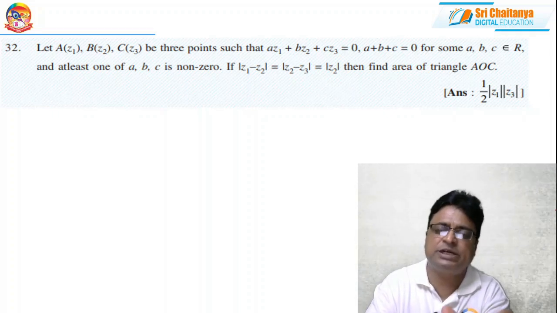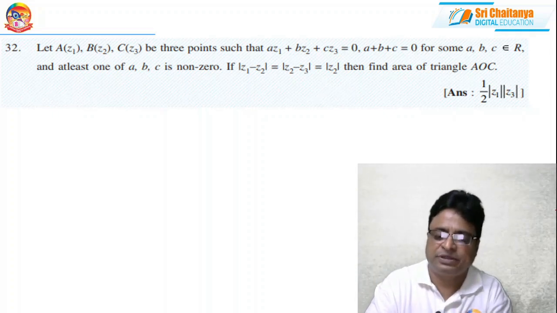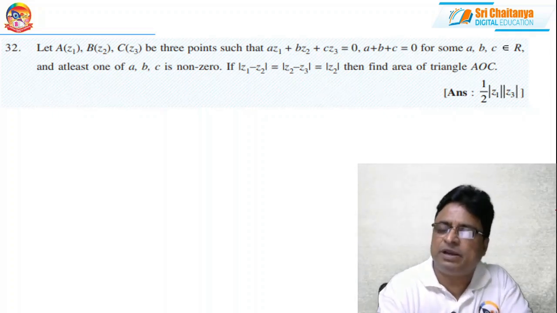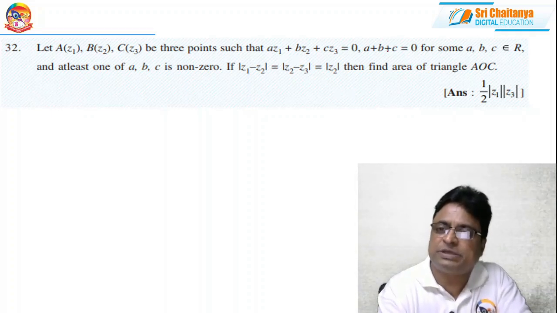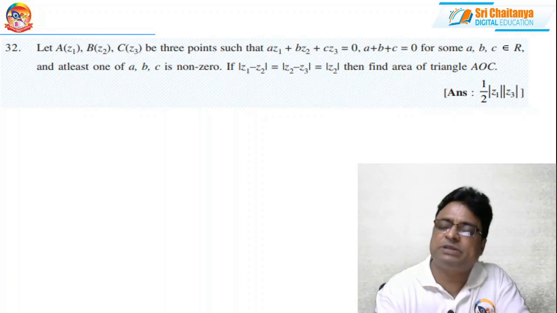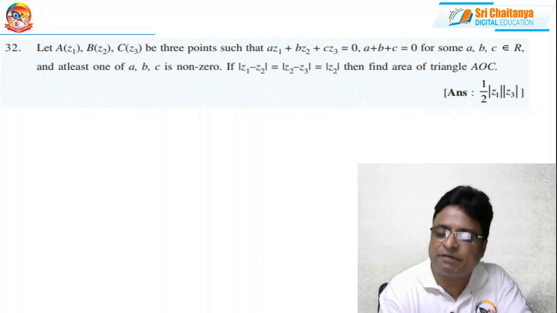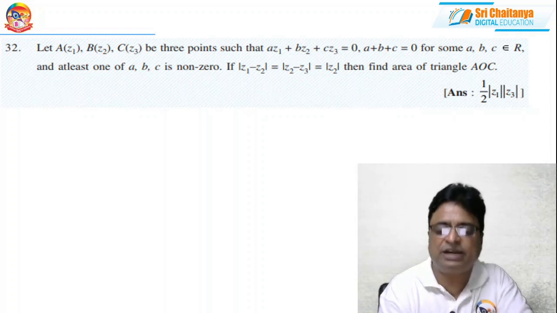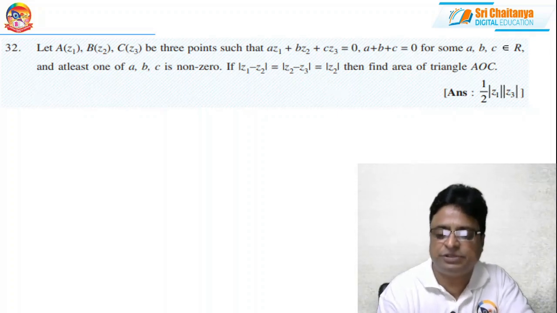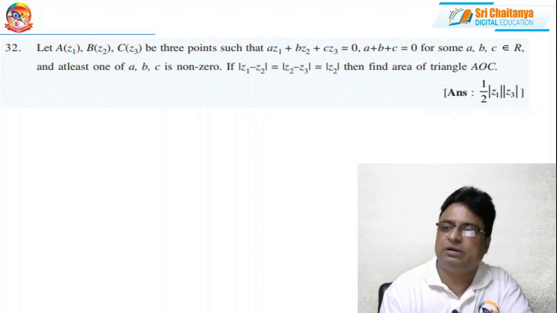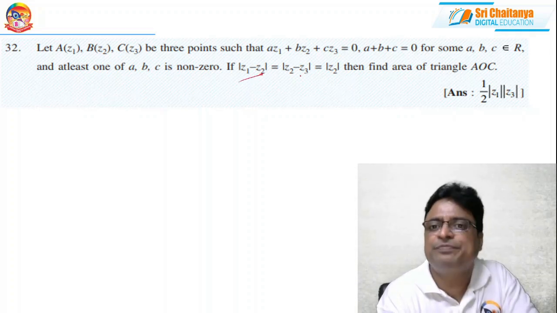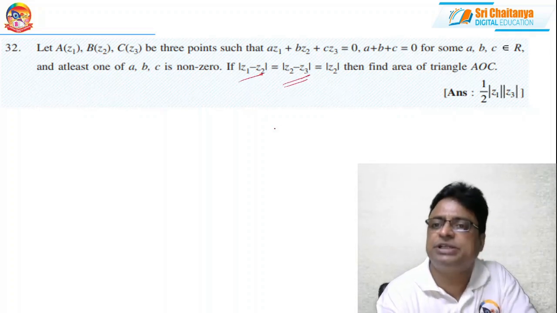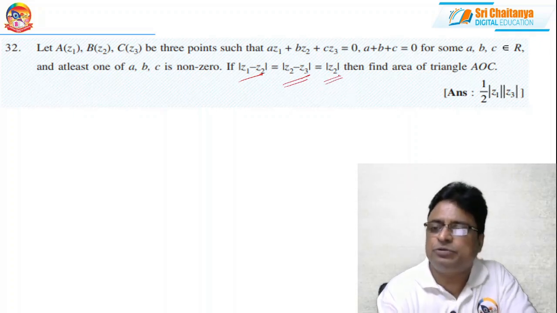If 3 points are said to be collinear, then there exist A, B, C real numbers, not all 0, such that A Z1 plus B Z2 plus C Z3 equals 0 and A plus B plus C equals 0. This is the statement for collinearity. So indirectly, what is given? Z1, Z2, Z3 are collinear. That's all. And moreover, what is given? The distance between Z1 and Z2, the distance between Z2 and Z3, and mod Z2, they are the same.